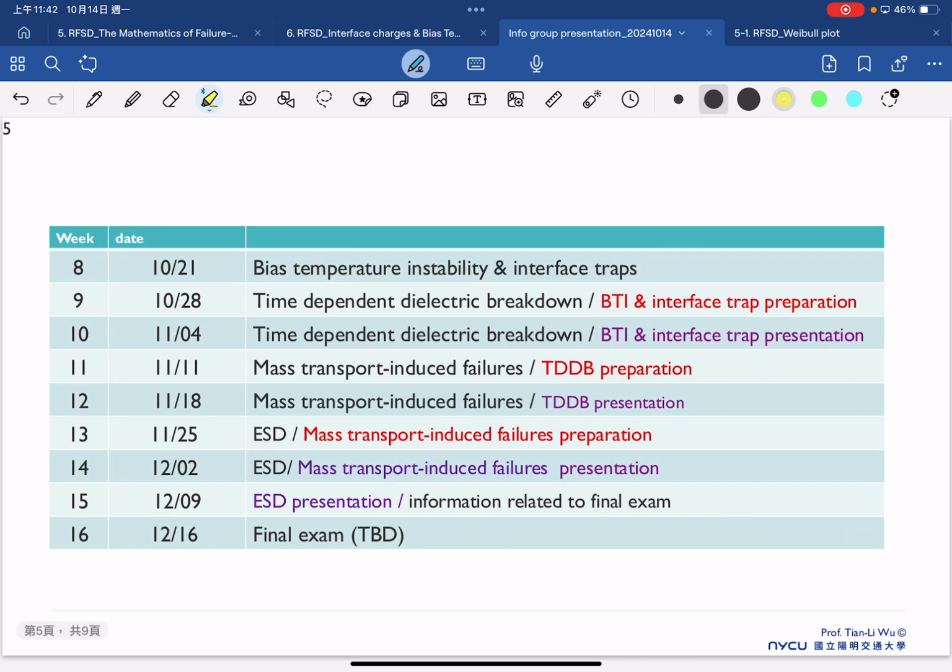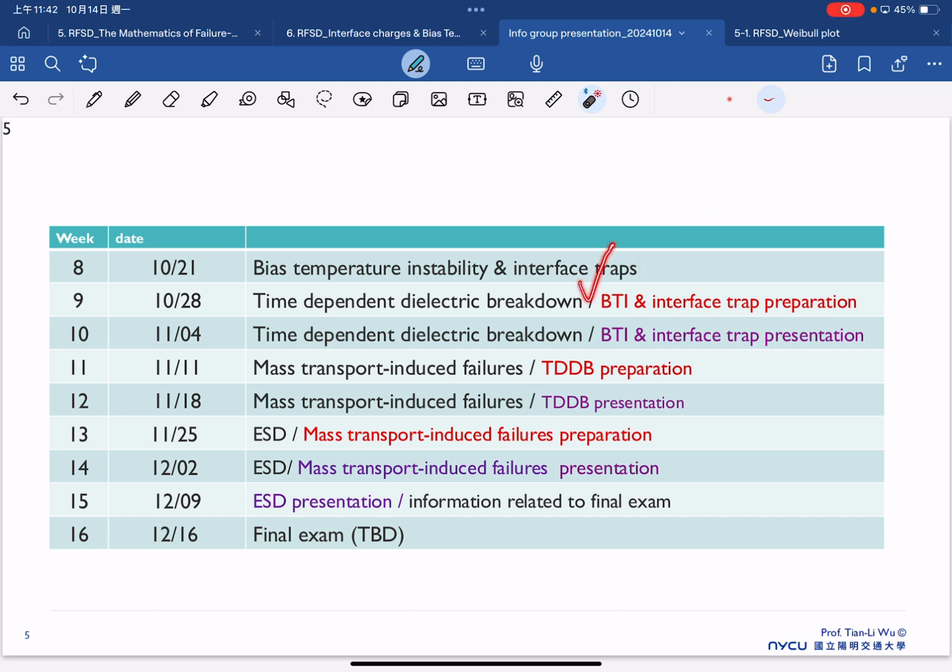And let's look at the schedule for the rest of the class. So time flies. We are in the middle of our semester. Today is 10/14, so we are in the 7th week. This is the schedule from next week till the end of the semester. Next week, we will talk about the BPI interface trap. And then also next week, we'll talk about the TTDB.